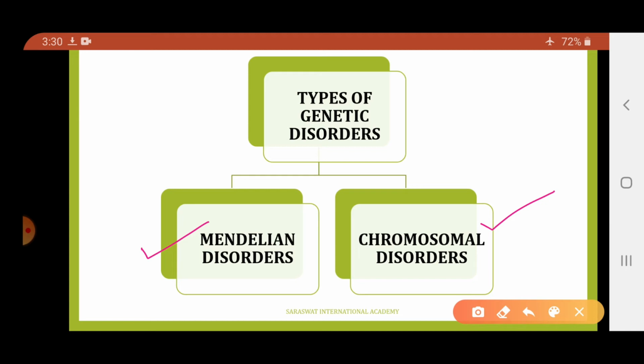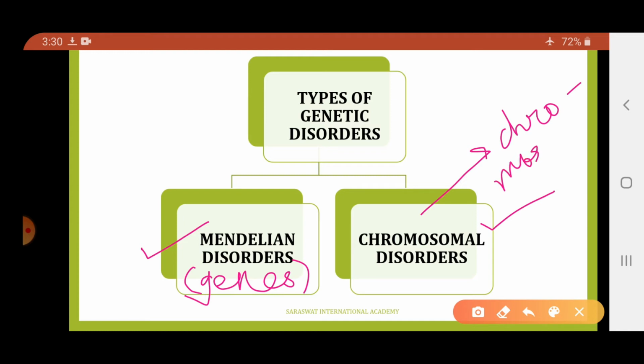So basically Mendelian disorders are the disorders which occur due to the change in the gene, and chromosomal disorders are the disorders which occur due to the changes in the number of the chromosomes. Basically the Mendelian disorders are due to the changes in the genes, and chromosomal disorders are due to the changes in the chromosome. So if the changes occur in the chromosome, they are chromosomal disorders, and if the changes occur in the genes, then it is called as the Mendelian disorders.